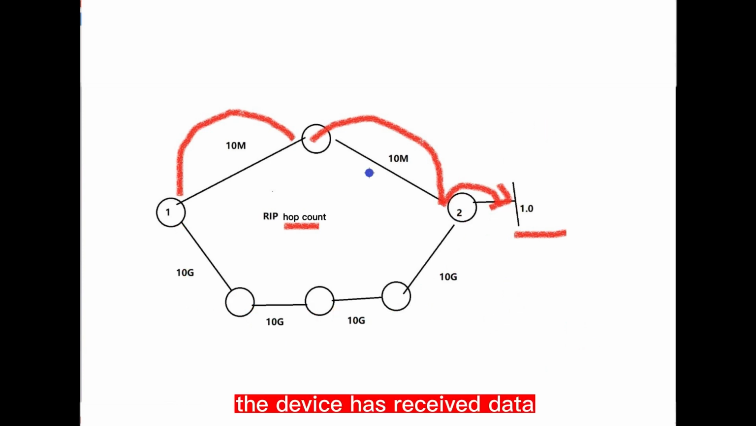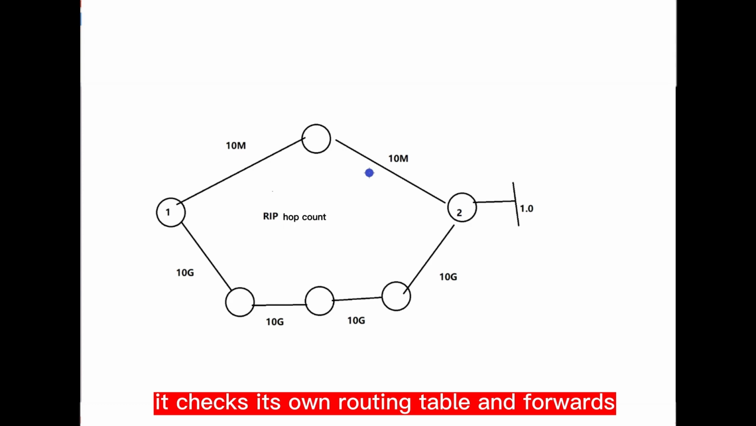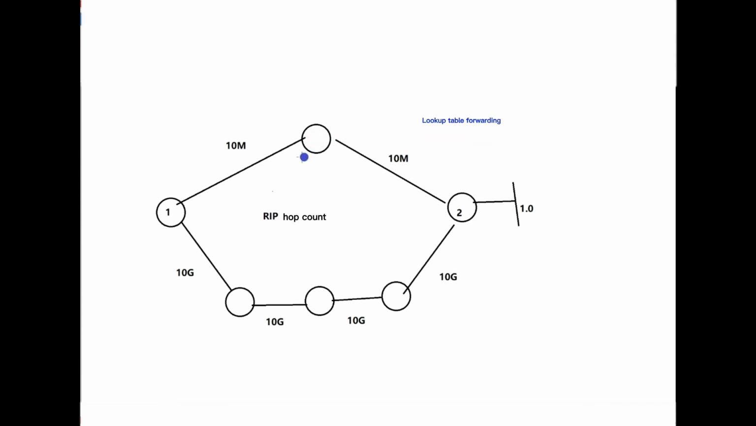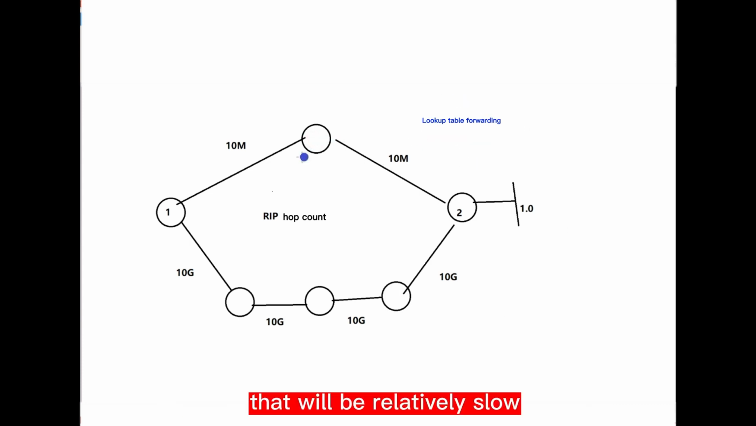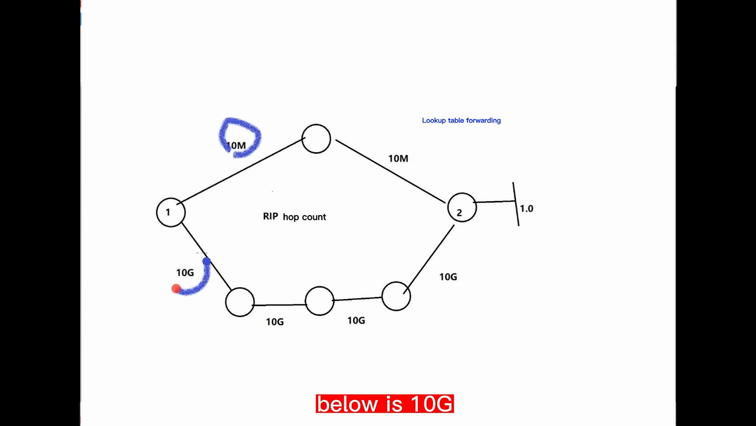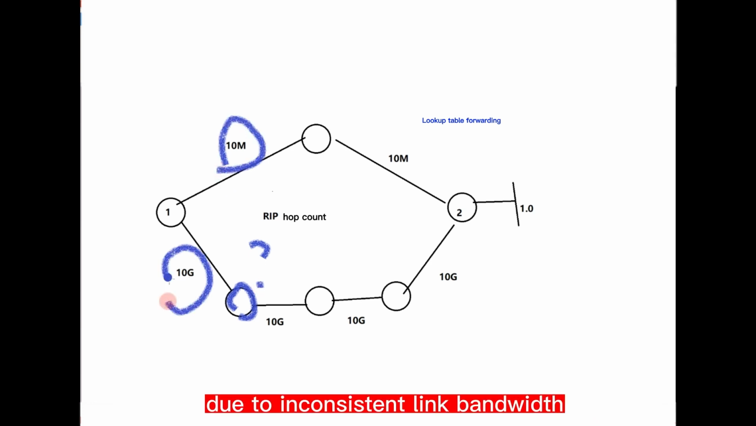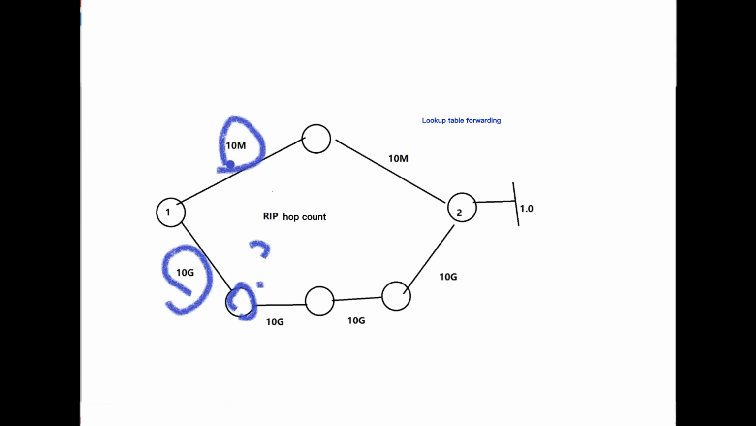Mostly it's due to the time for device lookup table forwarding. When the device has received data, it checks its own routing table and forwards. Going through one more router means checking the routing table once more, which will be relatively slow. The above is 10 megabytes, below is 10G, with one flow each time. The time spent checking the routing table, due to inconsistent link bandwidth, has an overall impact.